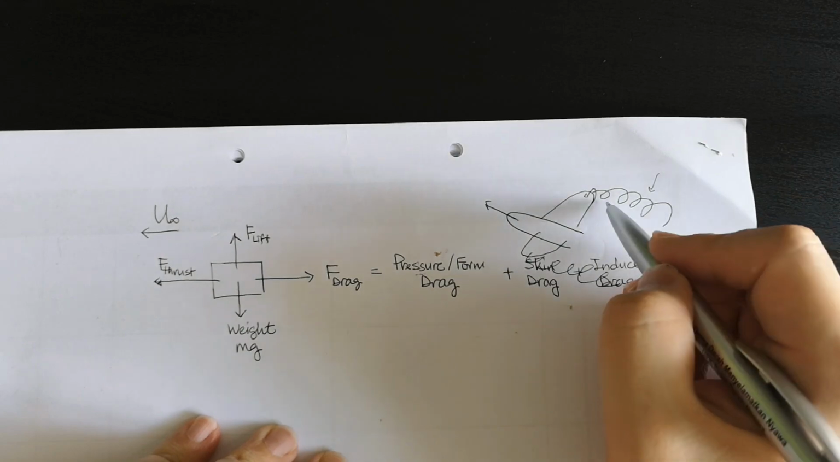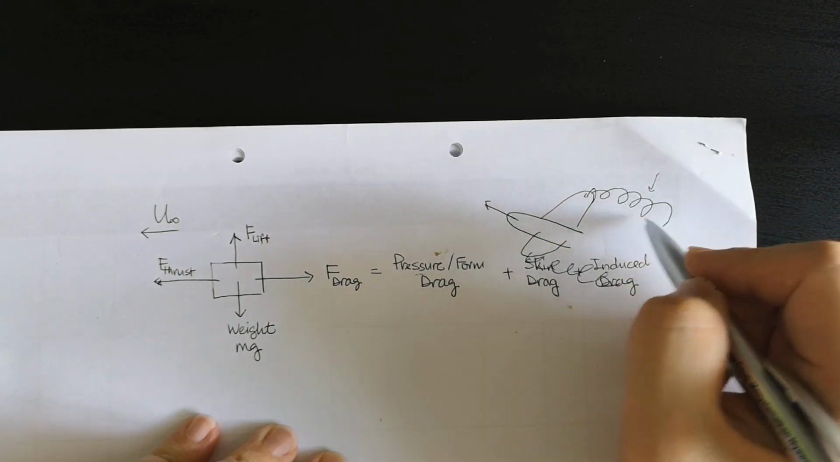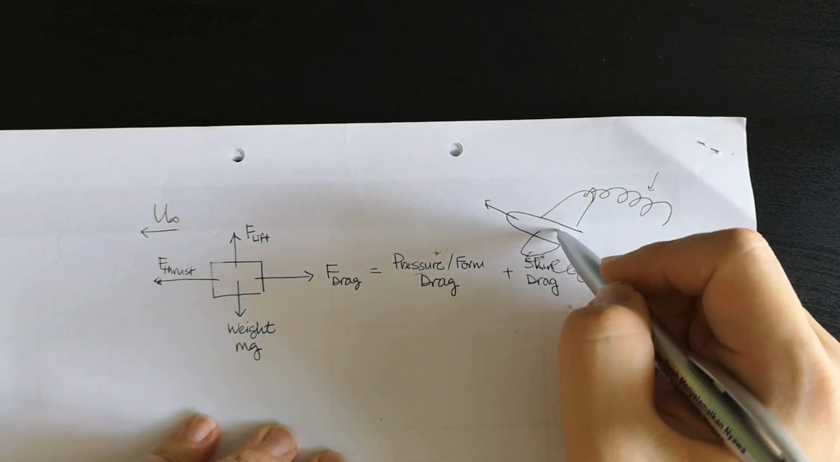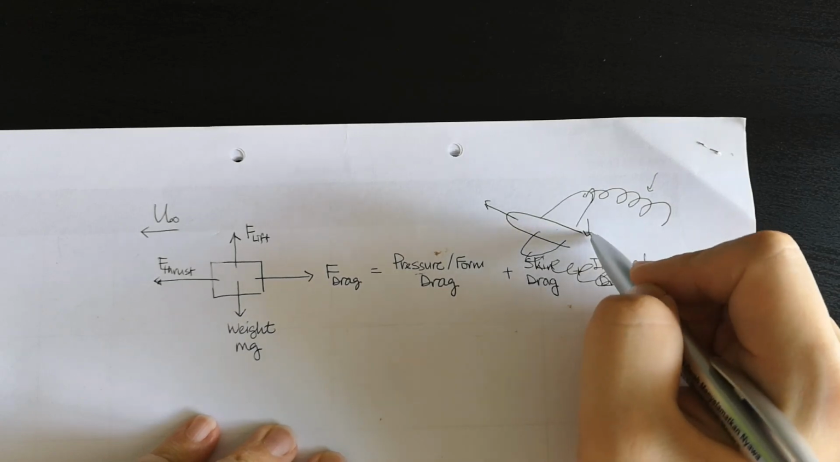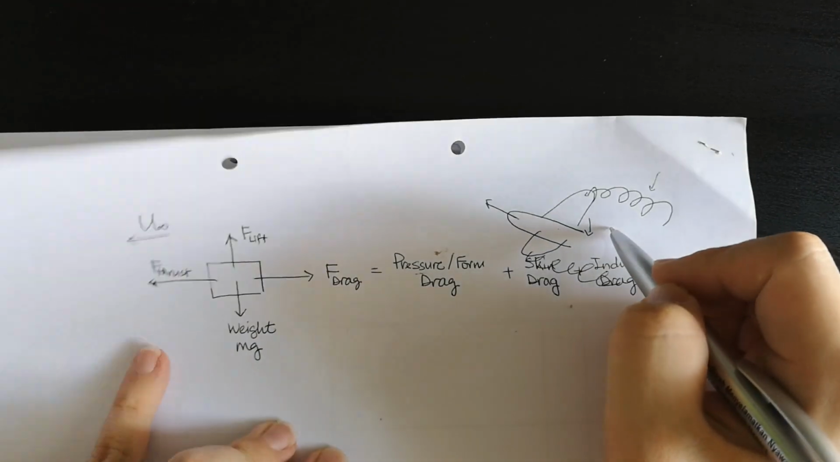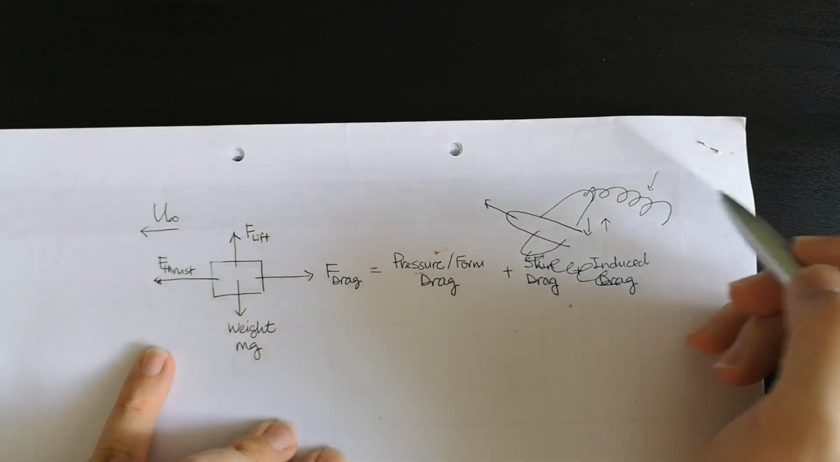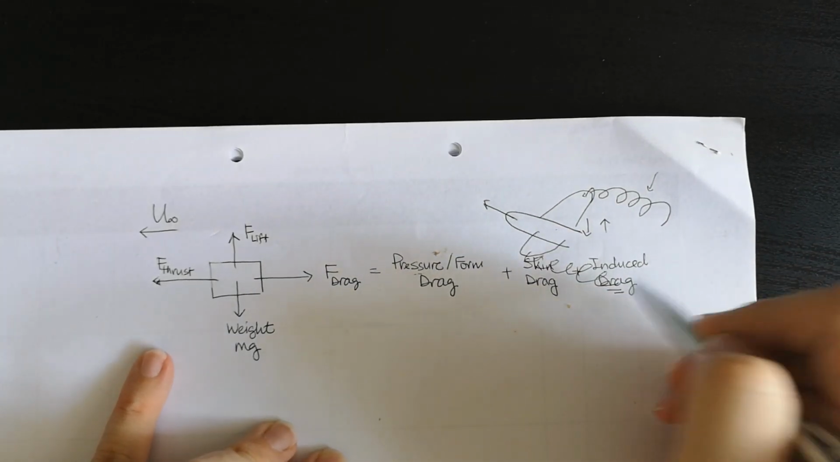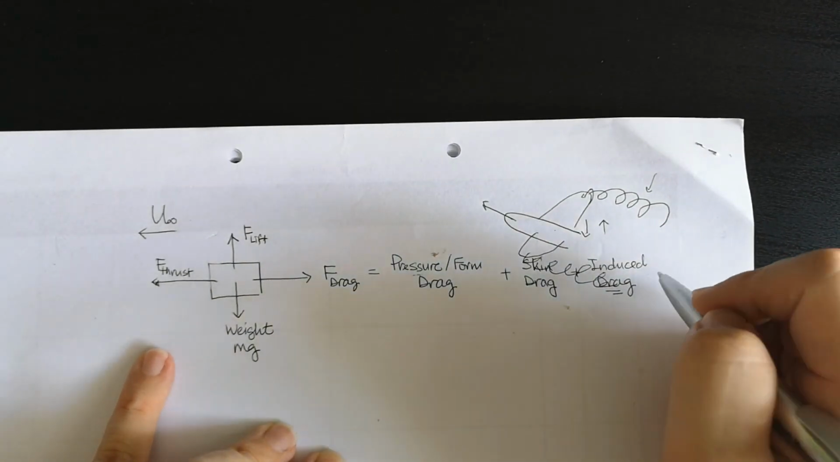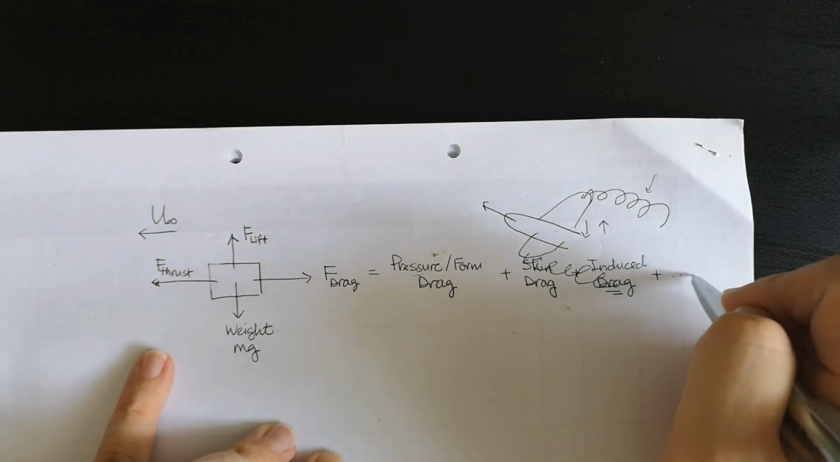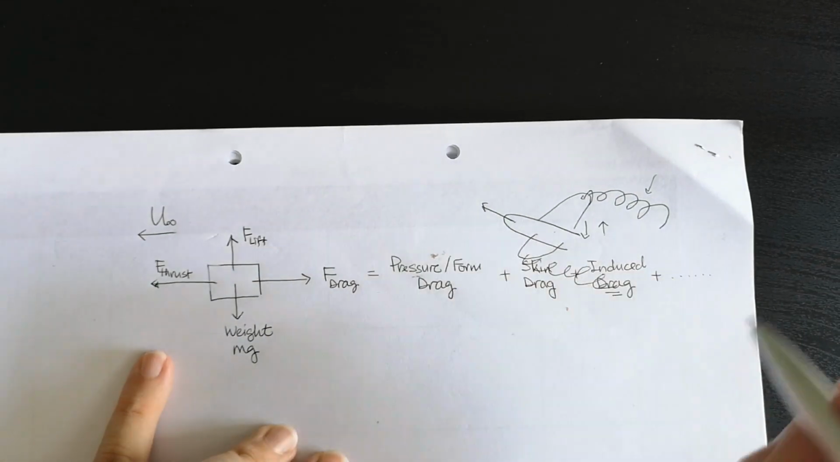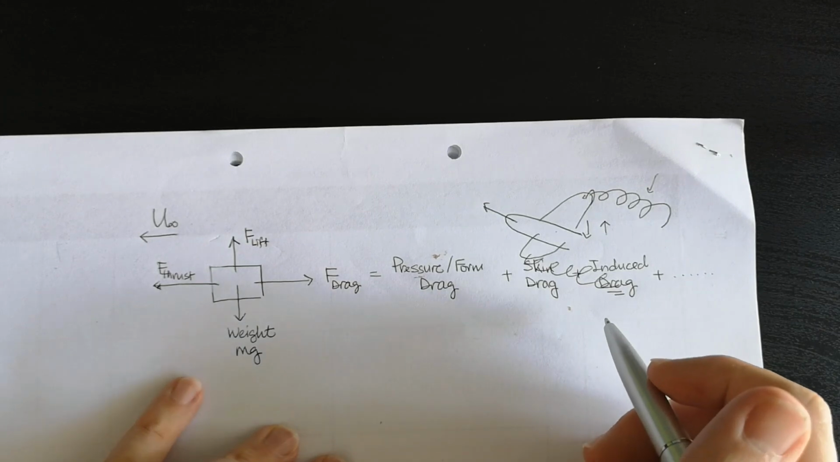In other words, when wingtip vortices occur, the lift force of the aircraft will lower while the drag force will increase. This is known as induced drag. Other than this, we have many other forms. These are the three main forms that we may observe.